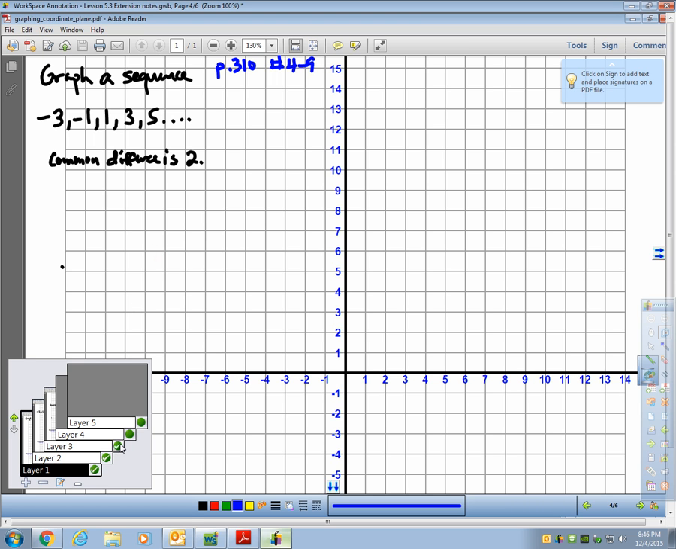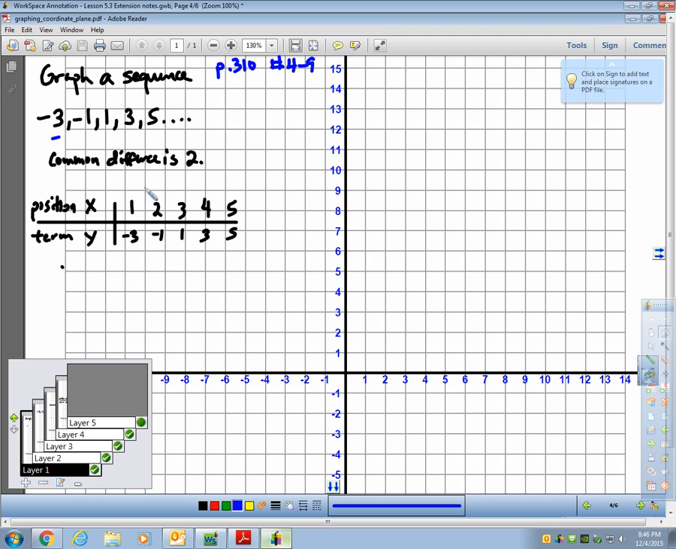Here's how you graph it. Common difference, I just said that was 2. You make a little table. The first position, the first number is -3, so that's what the position stands for. The first number is -3. So my first position is x, -3 is my y.